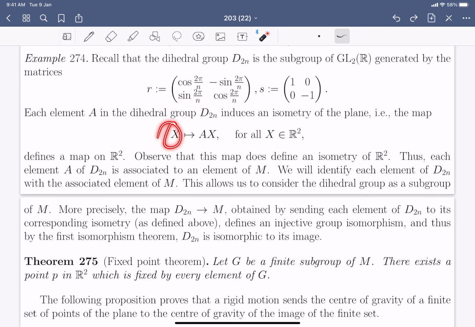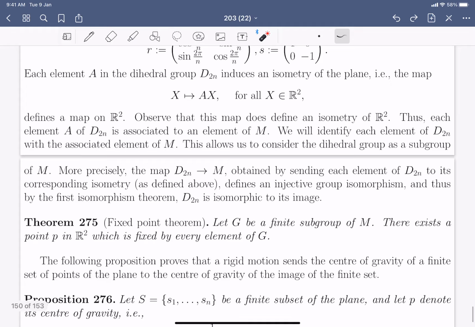Namely, you send a vector x to A times x. One can observe that for any element A inside D2n, it defines an isometry of R2. So to each element of D2n we have an associated isometry of R2, that is an element of M. Now if we identify each element of D2n with the associated element of M, then it allows us to consider the dihedral group as a subgroup of M.